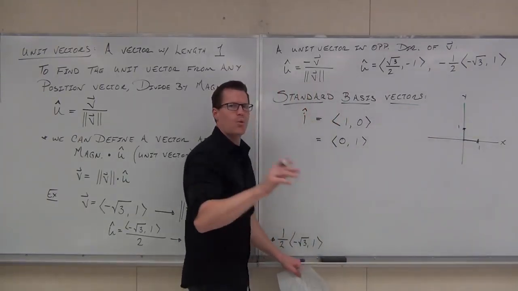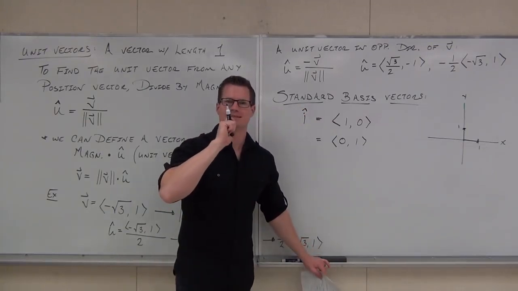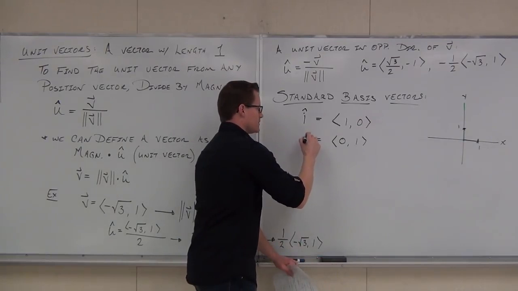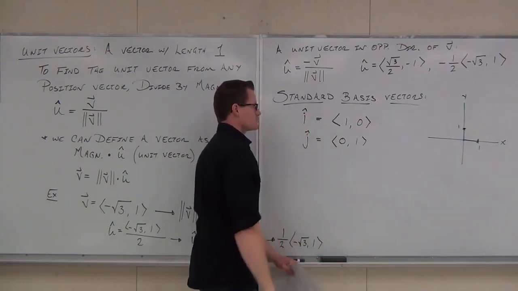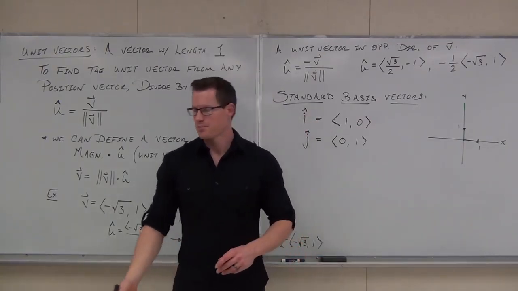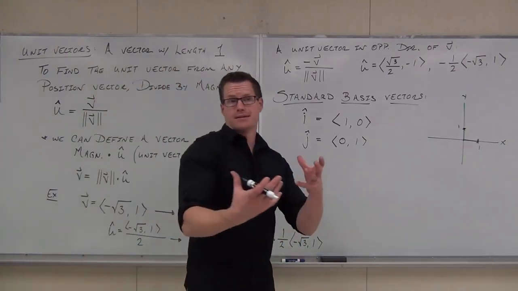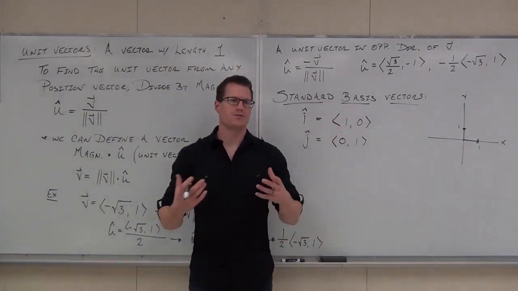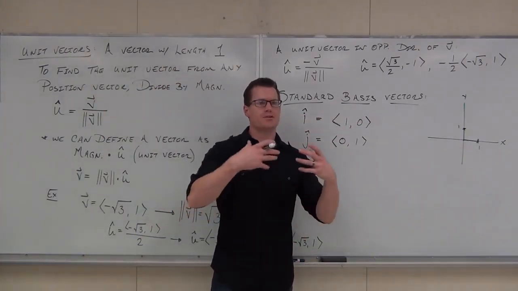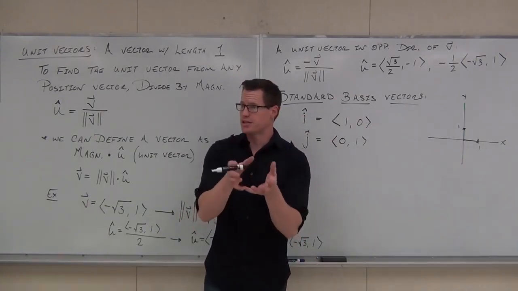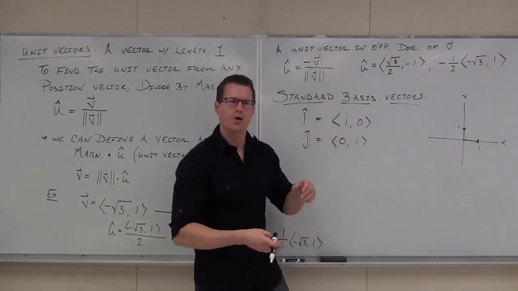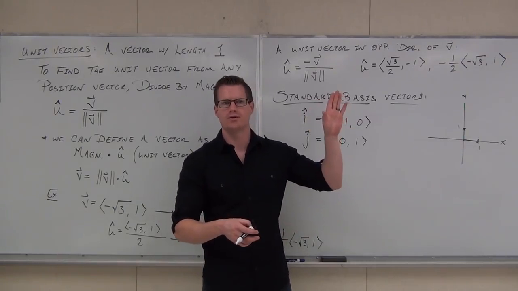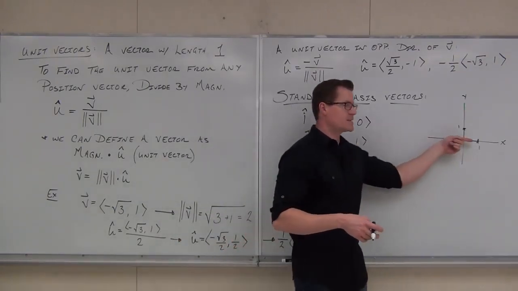i with a hat. Why am I giving it a hat? Unit. Unit. And j. These two guys right here are the basis for how we can define vectors a different way. That's why they're called standard basis vectors. This is our standard basis. It's what we start with: how we move in the x direction, how we move in the y direction.